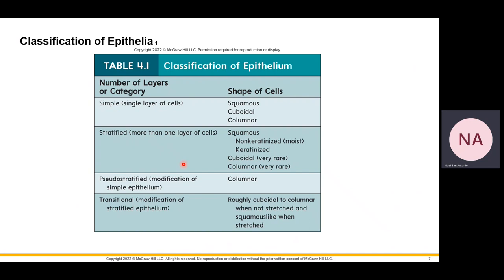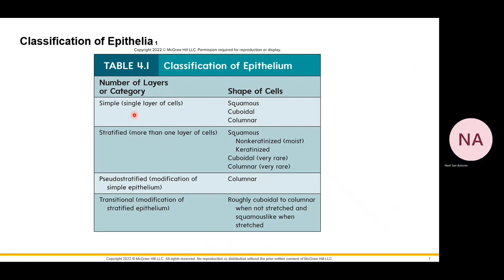Okay. So epithelial tissues, though, are classified according to the number of layers that they form and also the shape of the cells that they form. Again, the number of layers and the shape of the cells. In terms of the number of layers, epithelial tissues are classified as simple, stratified, pseudostratified, and transitional epithelium, which is a special type of epithelium.